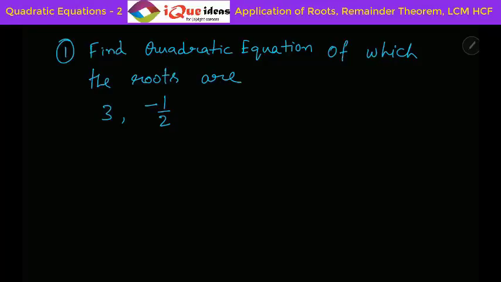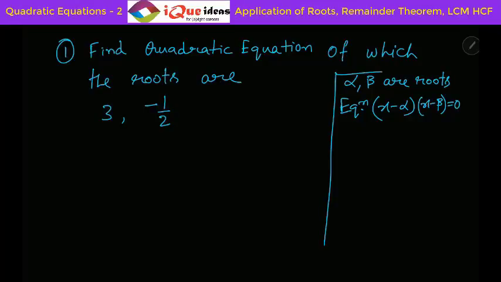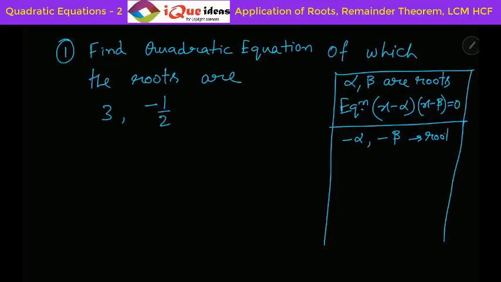First, we apply the first method, that is, if alpha, beta are the roots, then the equation can be given as x minus alpha into x minus beta equal to 0. Now here there is one small clarification that is required. Let me put it like this. If the roots are minus alpha and minus beta, then what will be the equation? If these are the roots, then the equation will be given as, please look at it carefully.